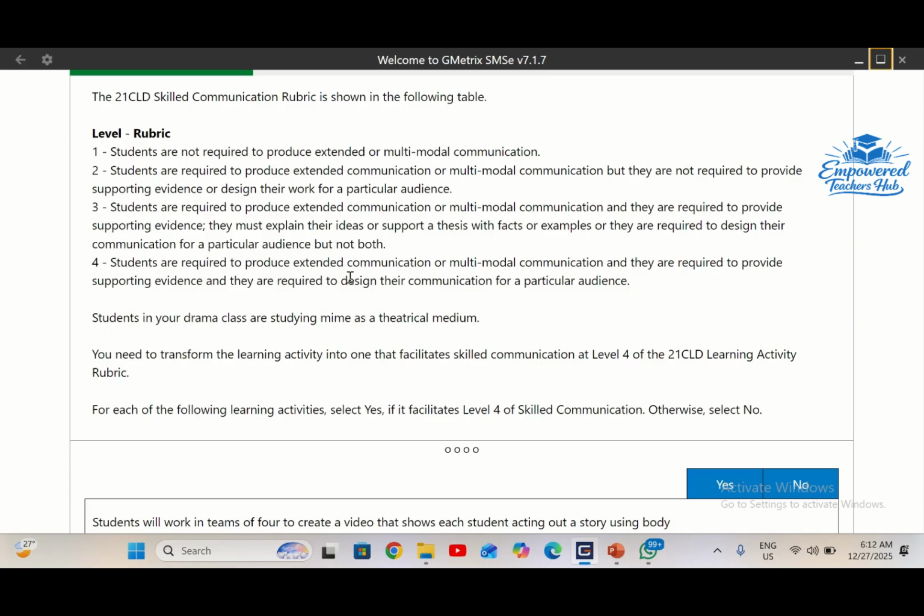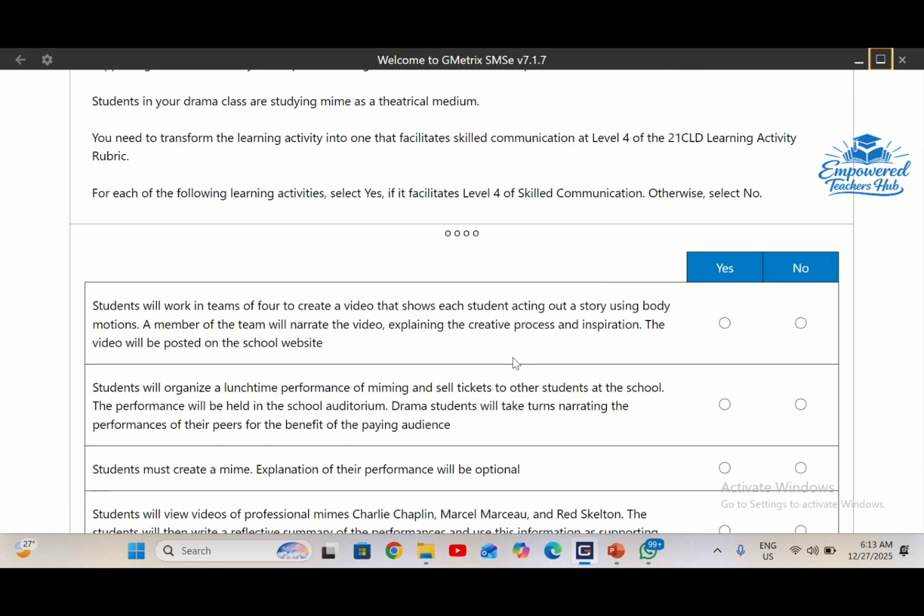Students are required to produce extended communication or multimodal communication, and they are required to provide supporting evidence, and they are required to design their communication for a particular audience. Okay, so let's look at these learning activities one after the other. Students will work in teams of 4 to create a video that shows each student acting out a story using body motions.